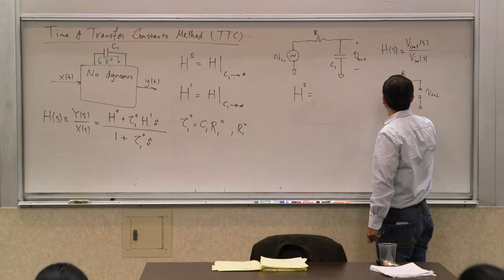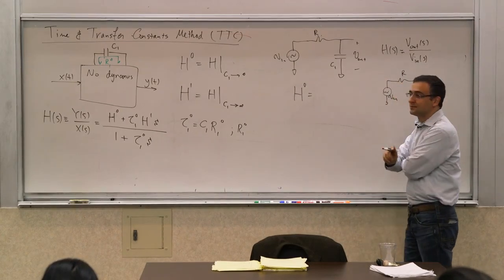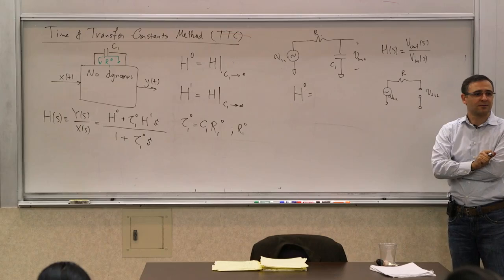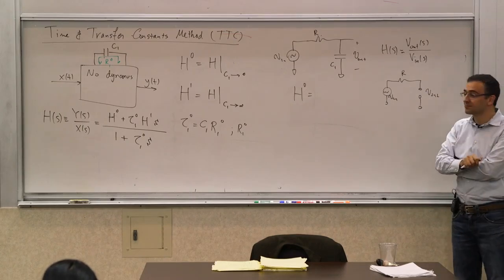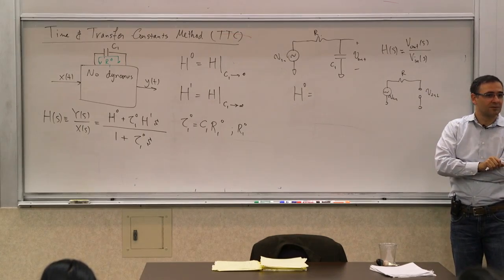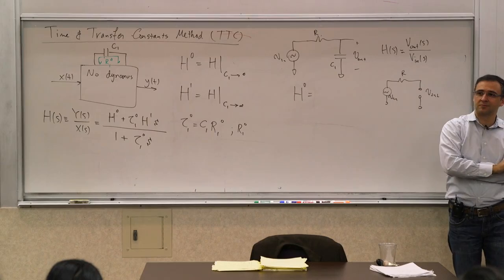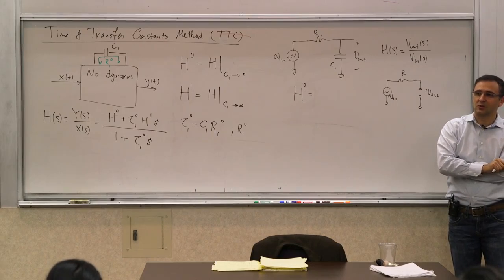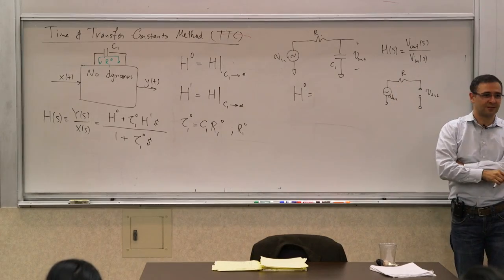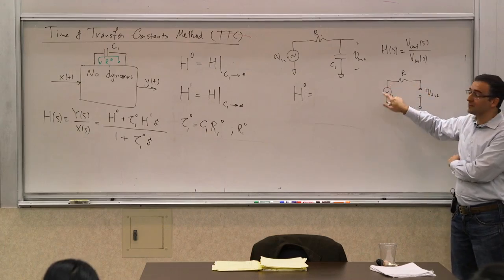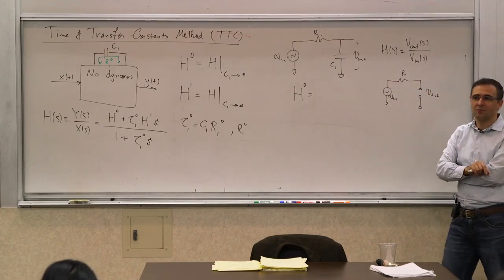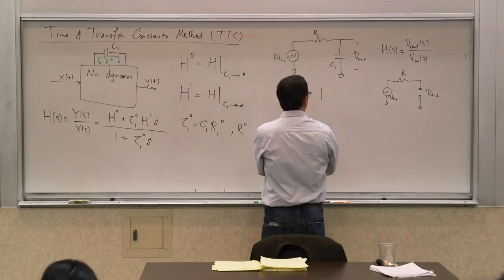What is V out over V in, if there's no capacitor here? What's the current through the resistor? 0. So what's the voltage across the resistor? What is this voltage in terms of that voltage? The same, 1. Right? So H0 is 1.